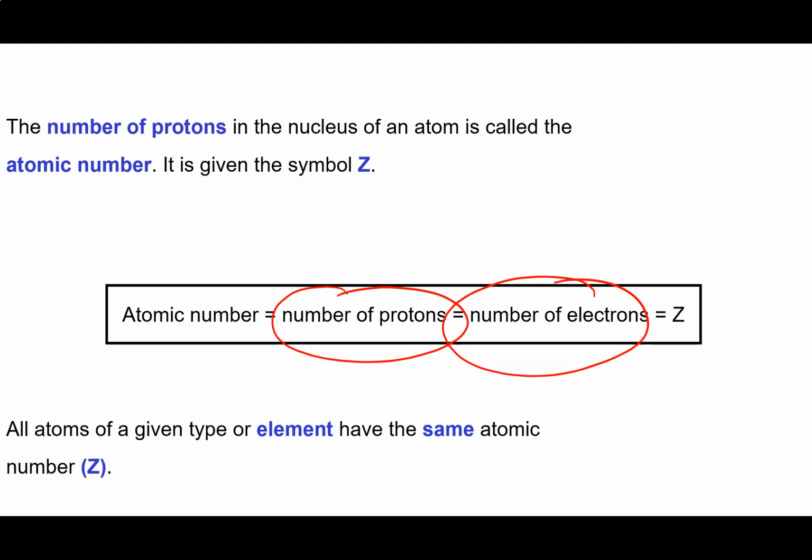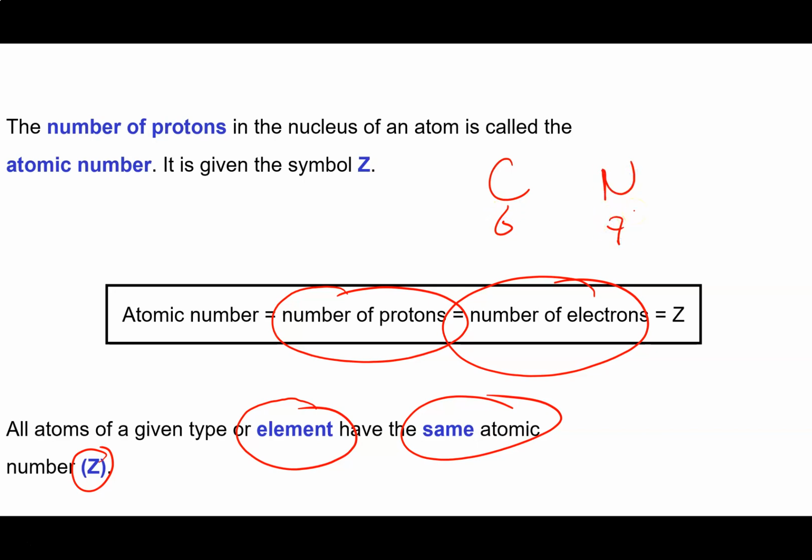And I mentioned this previously, any atom of a given type or element has the same atomic number, and every element has a unique atomic number. What I mean by that is that carbon has its own atomic number. Carbon is atomic number 6. Then nitrogen is atomic number 7, and every atom of carbon has atomic number 6. Every carbon has atomic number 6, but no other atom has atomic number 6. Similarly, every nitrogen atom has atomic number 7, but no other kind of atom has atomic number 7.